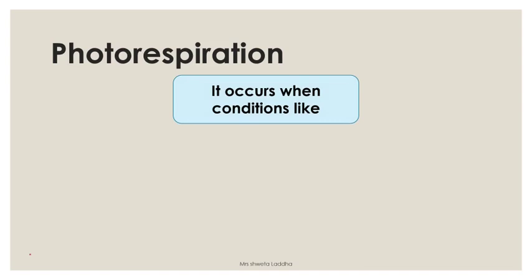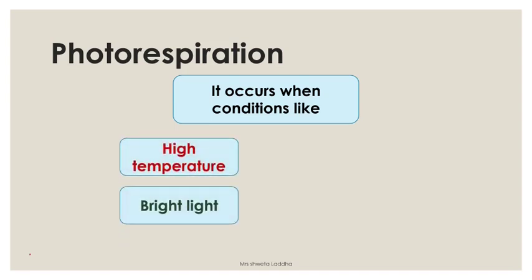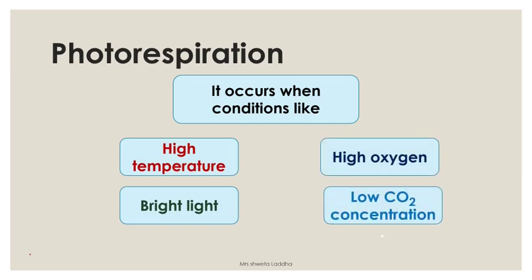Photorespiration is a process which also helps in manufacture of food through Calvin cycle, but it is a process which actually takes place when there is very high temperature, there is bright light, high oxygen, stomata are slightly closed, and there is very low concentration of carbon dioxide in the atmosphere.